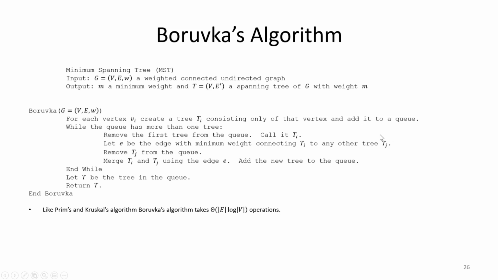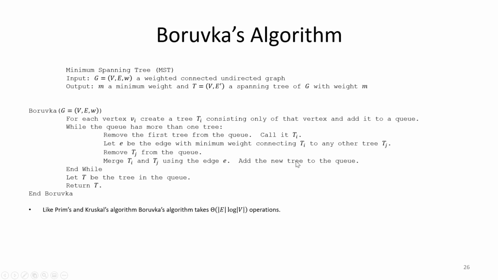It's going to connect us to some other tree. I don't know which one. We'll call it TJ. And we're going to remove TJ from the queue as well, because we've removed TI at the first step. We'll remove TJ now. And then we'll merge them together. That will create a new tree. And we'll add the new tree into the queue.